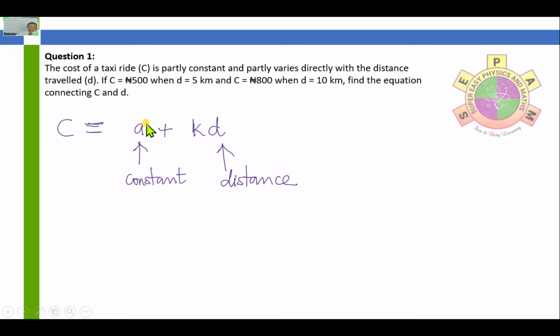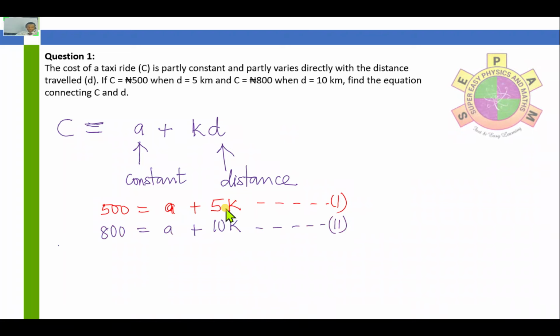So we said let the cost be C, so it's partly constant and then partly varies directly with the distance, so you multiply because this is direct variation. So let's look at the parameters given. Now the cost of the ride is 500 naira if the distance that the taxi is going to cover is 5 kilometers. So for a 5-kilometer ride, the driver will take a fixed charge no matter the distance, and then you pay an extra charge depending on how long the ride is going to be.